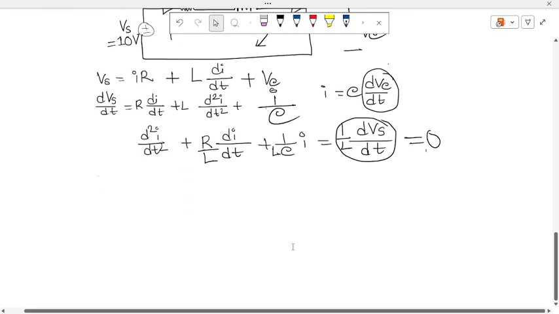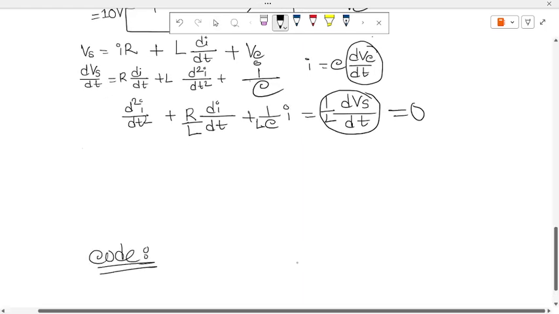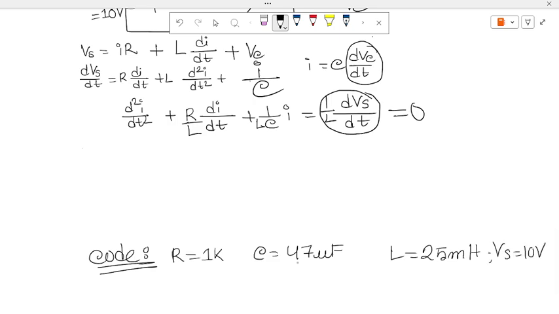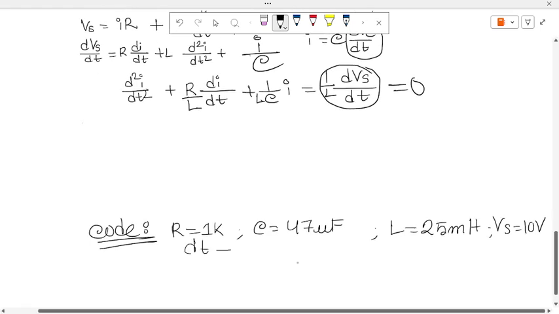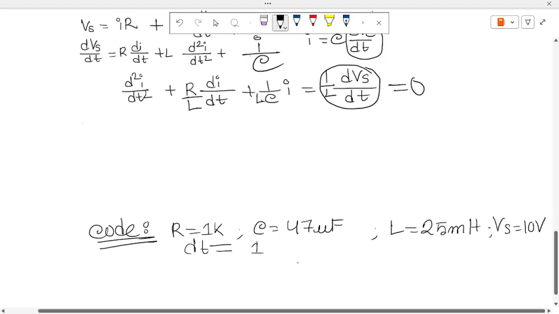Now let's see what I will do in my code. So first I will take R equal to 1k, C equal to 47 microfarad, and L equal to 25 millihenry, Vs equal to 10 volt. Okay, and theoretically dt tends to 0, but in my code I will choose dt as a small number, let's say 1 into 10 to the power minus 4 or 5 or 6, whatever you want.